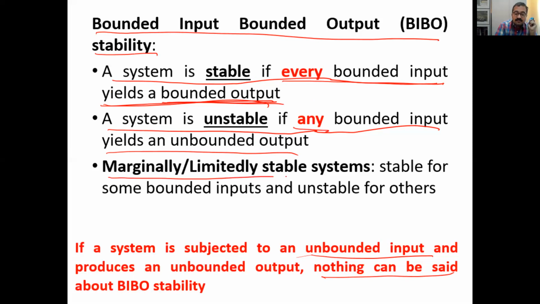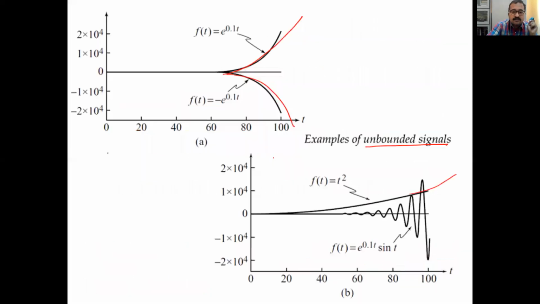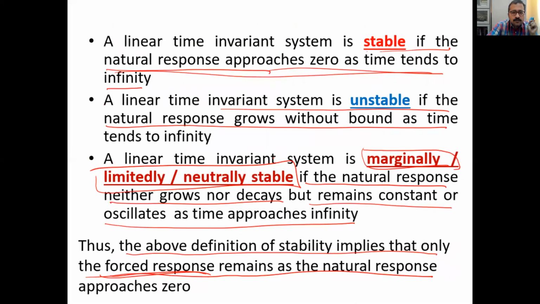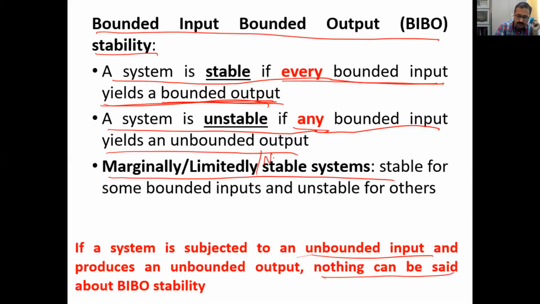What is a marginally, or limitedly, or neutrally stable system? They are stable for some bounded inputs and unstable for other bounded inputs. So here, all the bounded inputs will not give bounded outputs. They are stable for some bounded inputs and unstable for others. That is how BIBO stability is defined.